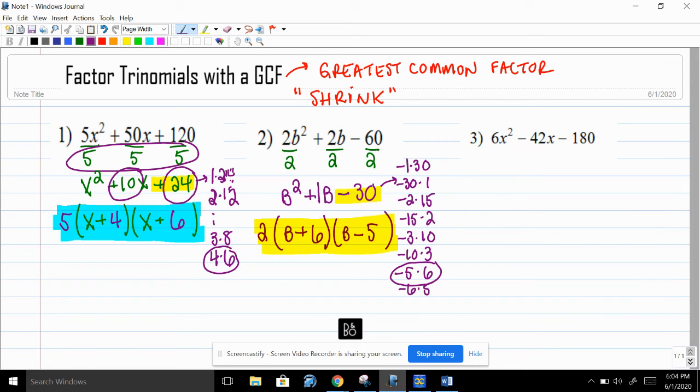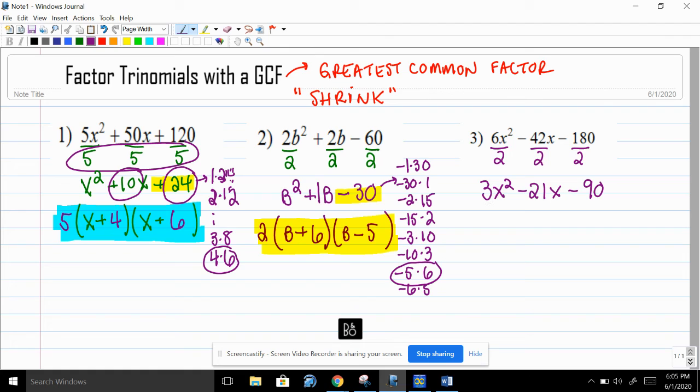Let's say you're doing number 3 on your own and you see a 6, a 42, and a 180, and you say to yourself, well, those are all even numbers, so I'm going to divide them all by 2. Not a problem. That'll make this a 3x squared minus 21x minus 90. Now when you go to do these, you're not really going to know what to do because we haven't factored trinomials yet with a leading coefficient different than 1. That's what's coming up next.